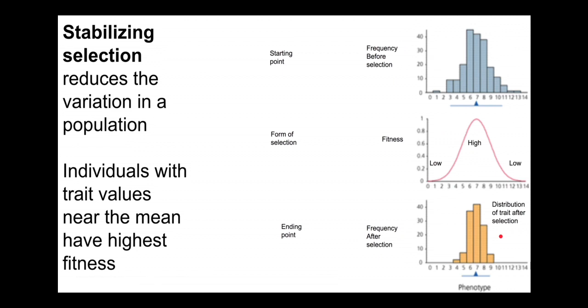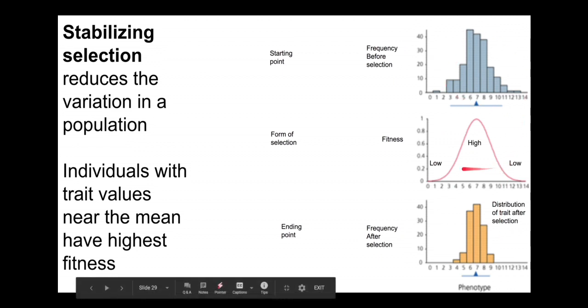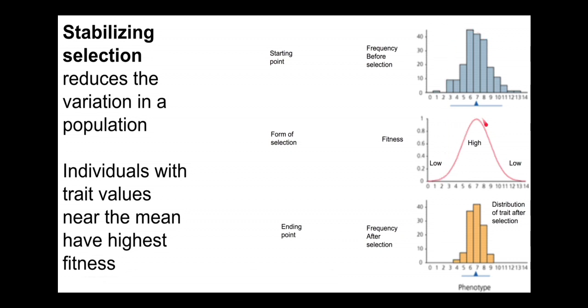So stabilizing selection, we start off with our same distribution of traits. We have a curve here. This shouldn't be confused with the shape here. This is showing the relationship between fitness and the trait. So when the trait is on the left-hand side, let's call it size because it's easy, say when an organism is small, it has low fitness. As it increases in size, it has high fitness, but then as it increases further, it's low fitness again. This actually matches with infant body size and fitness.